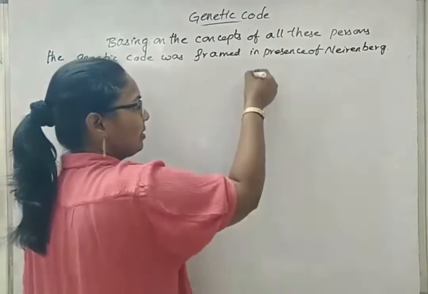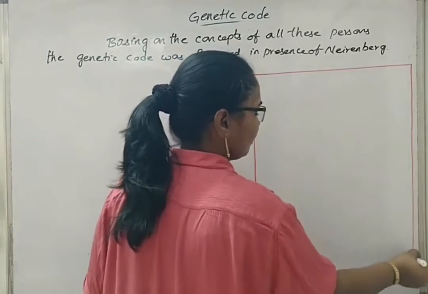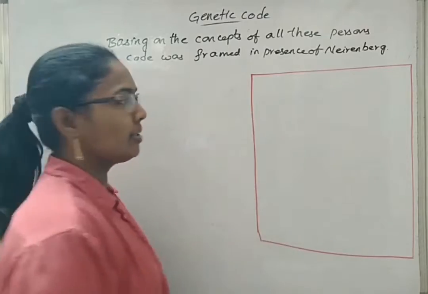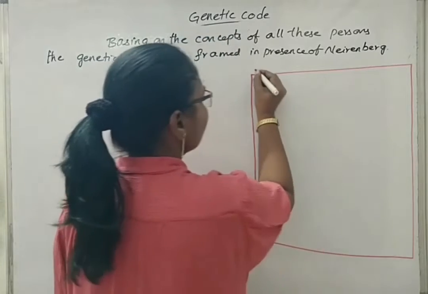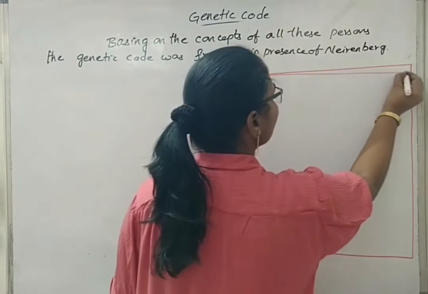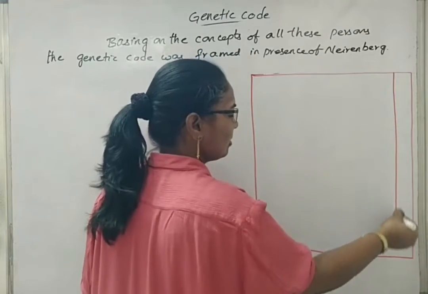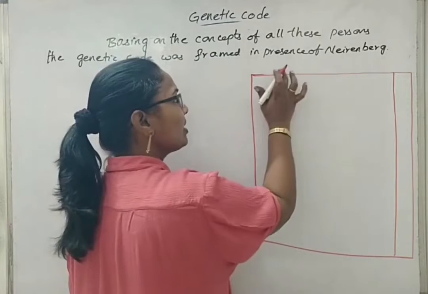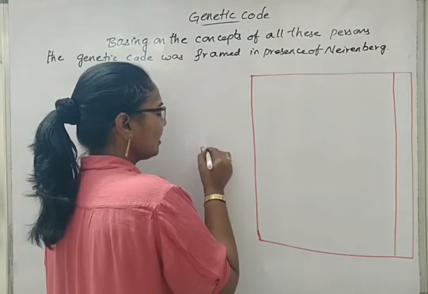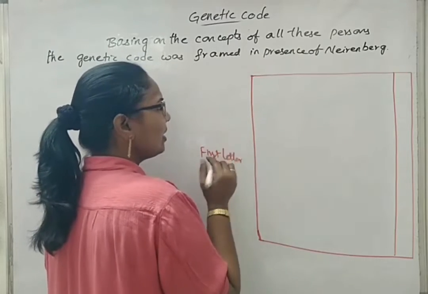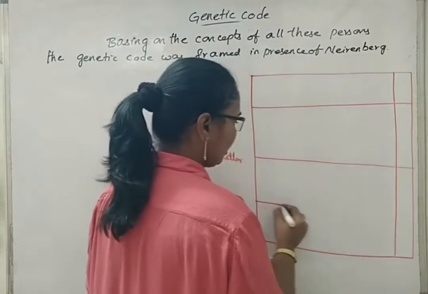So if we frame out a board, checkerboard like this, as we have said that there are some rules and regulations to express or to explain this genetic code. That is first letter of the nitrogen base. So let's divide this one into 4 different chambers.